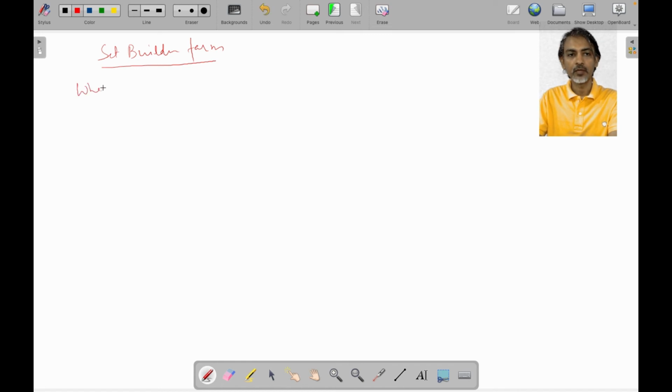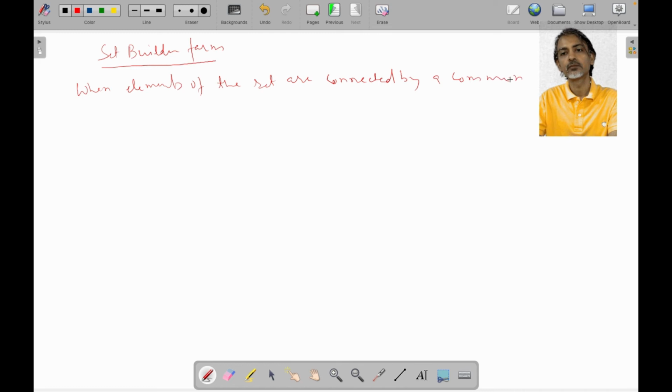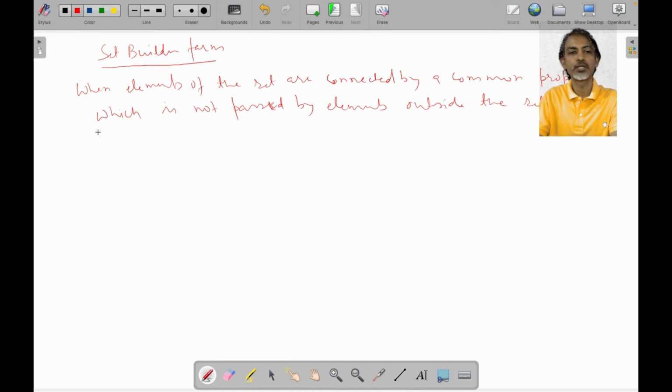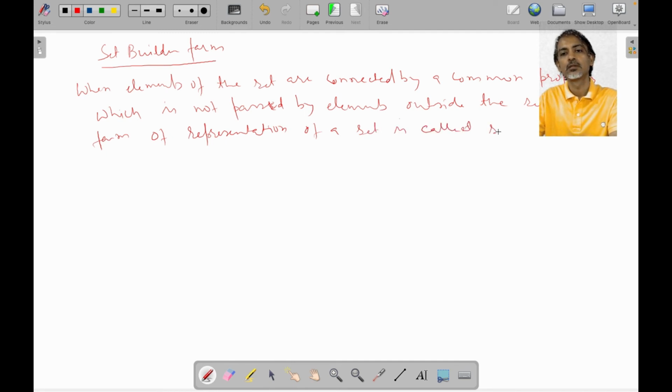So when the elements of the set are connected by a common property which is not possessed by elements outside the set, this form of representation of a set is called set builder.